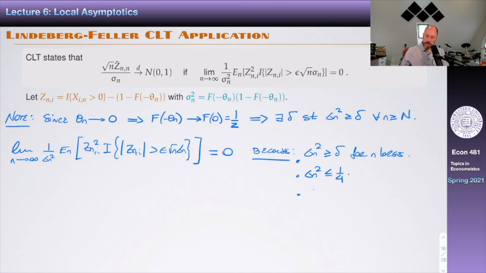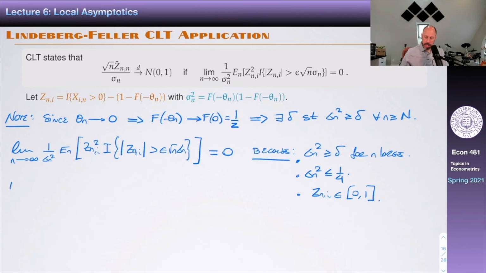And then we have that Z_in is in between 0 and 1, because it's just an indicator minus a CDF, and the CDF is in between 0 and 1. So then eventually this indicator here cannot happen, because for any epsilon that we pick that is positive, and sigma squared is bounded from below as well, so it's just going to be positive, then square root n eventually is going to make this number large, and this indicator is just going to be 0. So great, we have that.